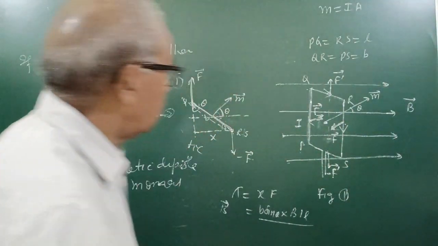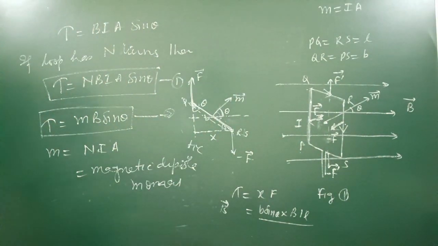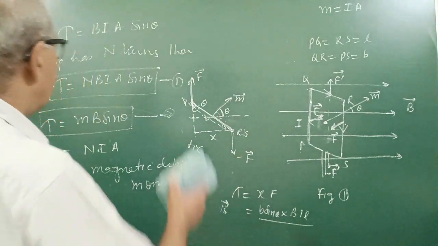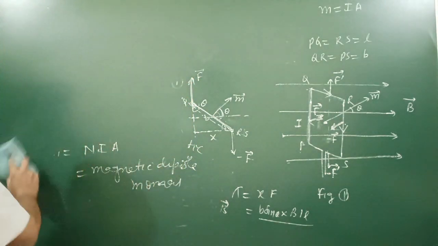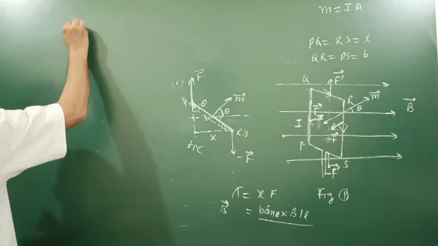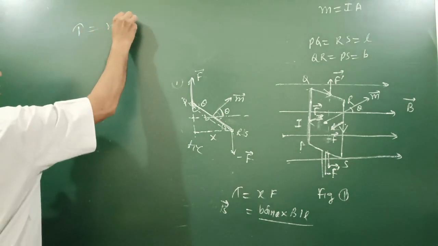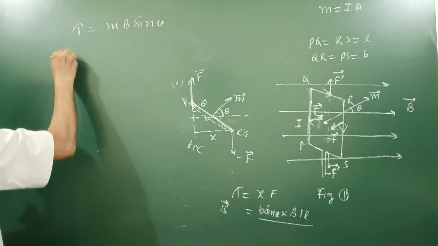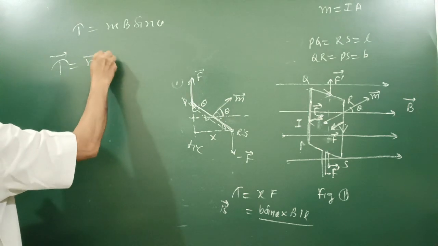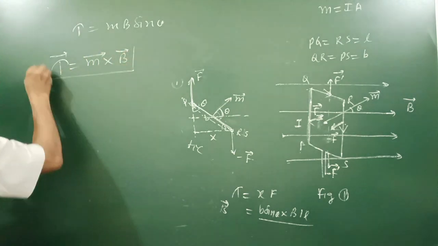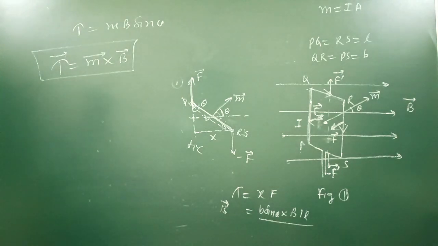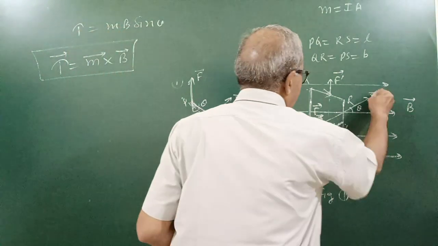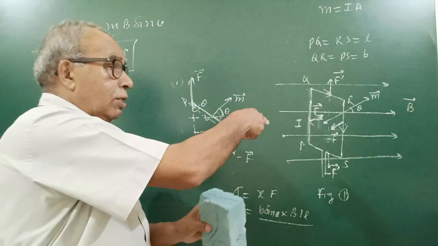I will discuss many more things here in the next video because it will become longer. But I am telling you here, tau equal to MB sin theta, where theta is the angle between M and B. In vector form we can write M cross B. This is very important to learn. I am stressing again and again: please learn vector product. According to vector product in this situation, M is here, B is this.